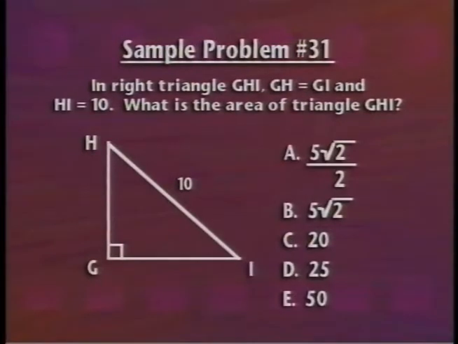In right triangle GHI, GH equals GI and HI equals 10. What is the area of triangle GHI?